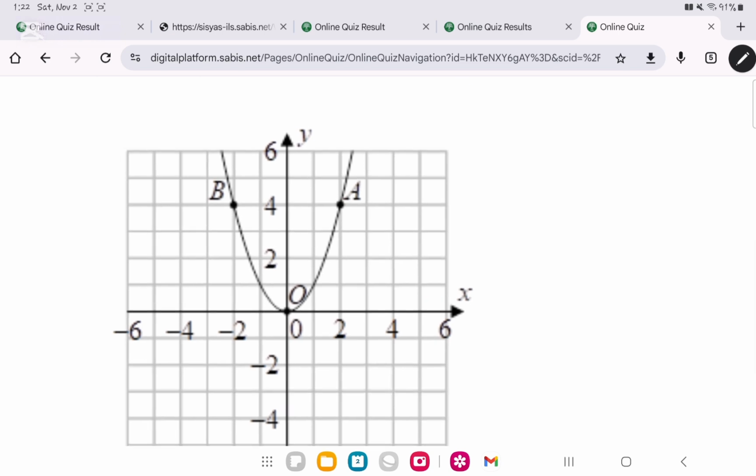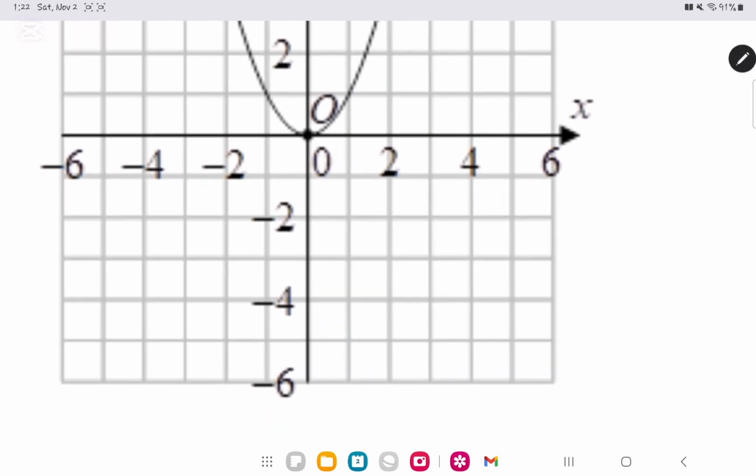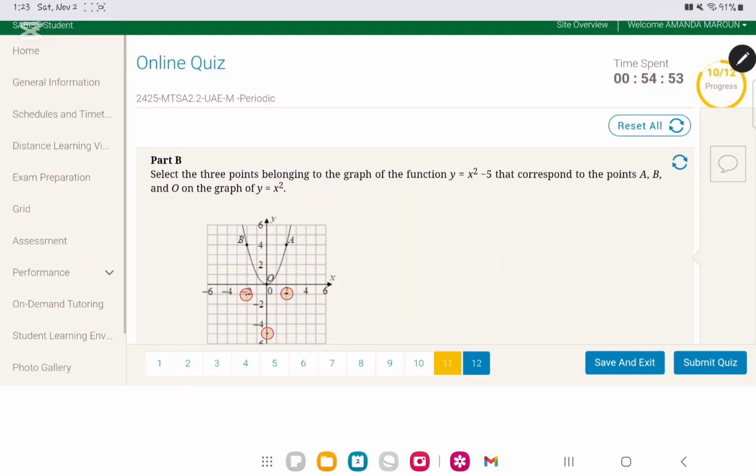And we need to change these 3 points based on the change we made. If it was 0 and we're going 5 units downwards, then it will become negative 5. Here, if it was negative 2, actually no, it stays negative 2. If it was 4 and we are going 5 units downwards, then it becomes negative 1. Here also, if it was 4 and we're going 5 units downwards, then it becomes negative 1. So our graph looks something like this.